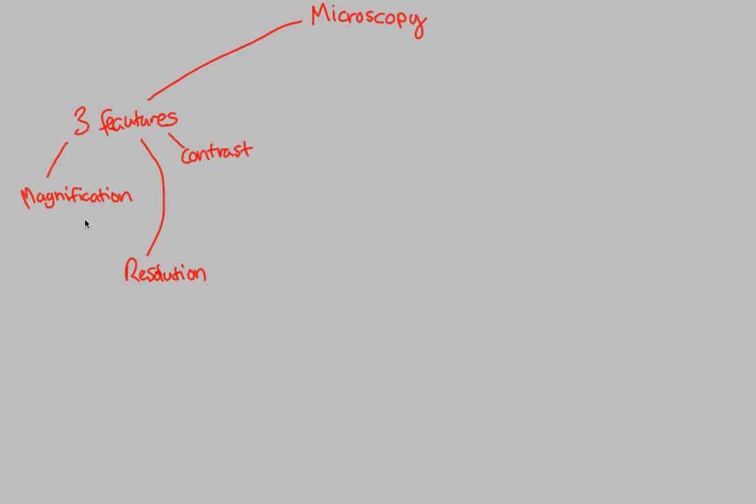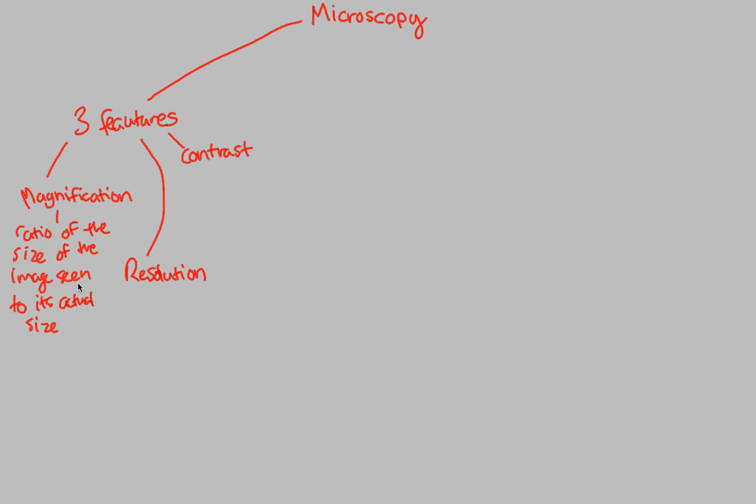So what does magnification mean? Very obvious, but speaking in scientific terms, we can say that magnification is defined as the ratio of the size of the image seen, so the image that we're viewing, in relation to its actual size. So that's a scientific way of defining magnification.